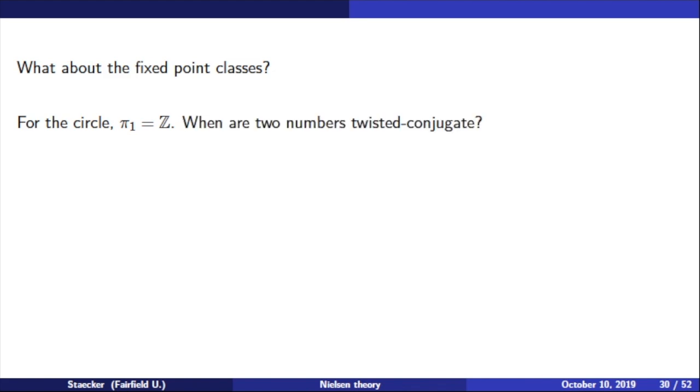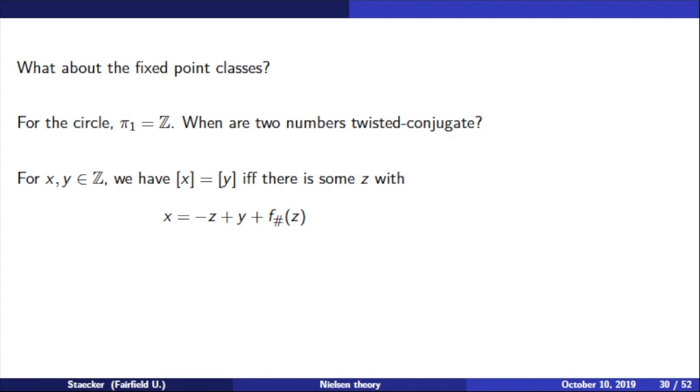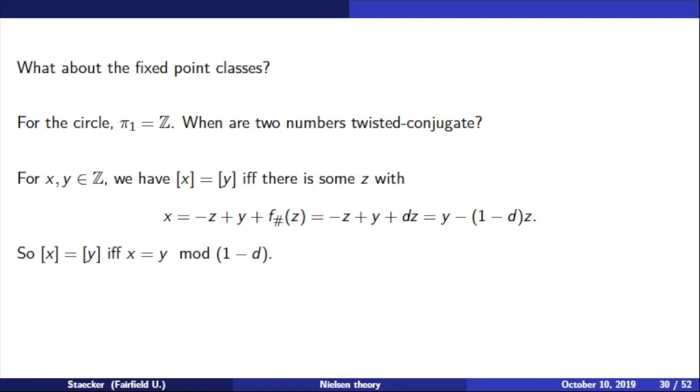When are two numbers twisted conjugate? Well, you have to solve this twisted conjugacy relationship. In the case of the circle, this is an abelian group, and so I'm writing it as an additive group. It's easy to solve this formula here. If it's degree d, then this homomorphism is just multiplication by d. And then you can rearrange the formula here. It looks like that. And so when does such a z exist? x is twisted conjugate to y if and only if x equals y mod 1 minus d. That's because this says x equals y minus some multiple of 1 minus d. So the twisted conjugacy classes on the circle are fairly easy to compute, and it goes exactly like this.